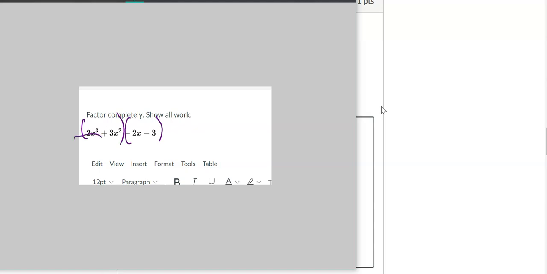I put my 2 groups together, and I want to look for what each group has in common. So in this group, they both have at least an x squared. And I would write that out front, and what I get left over from dividing goes inside. So 2 divided by 1 gives me 2, and I have an x left over. 3x squared divided by 3x squared just gives me a 3. Over here, both of them can have a -1 taken out.